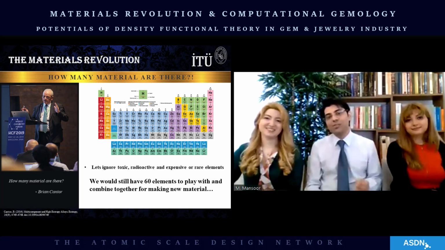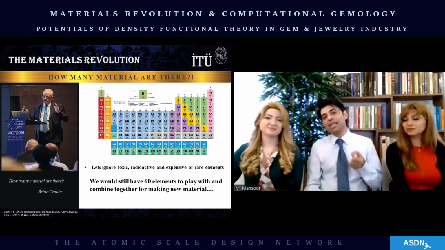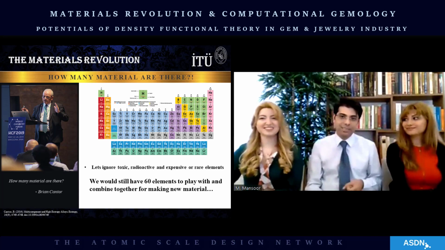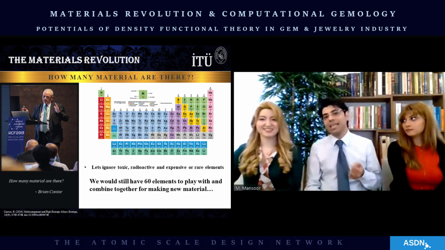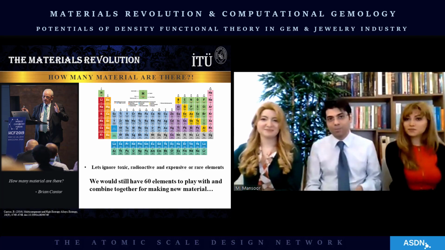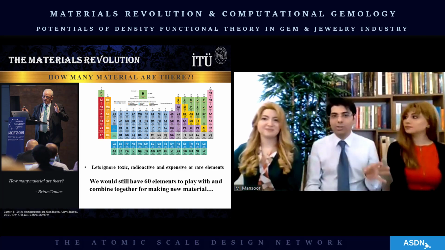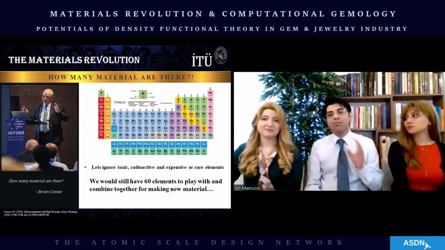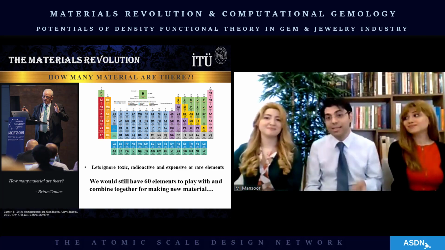This was an interesting question which Professor Brian Cantor asked and answered. He says, if we ignore the toxic, the radioactive, the rare, and the exotic elements of the periodic table, we would still have 60 elements to play with. And if we consider the combinations, the binaries and the ternaries and so on, we would have this amazing number: 10 raised to the power of 100 different materials which could exist. That's a huge number.